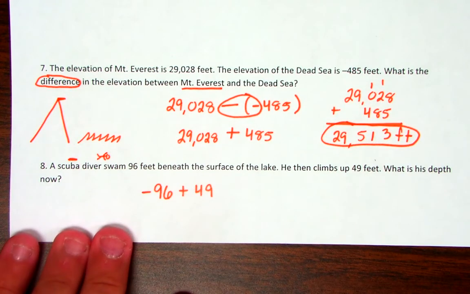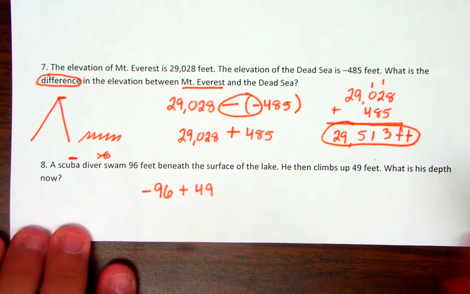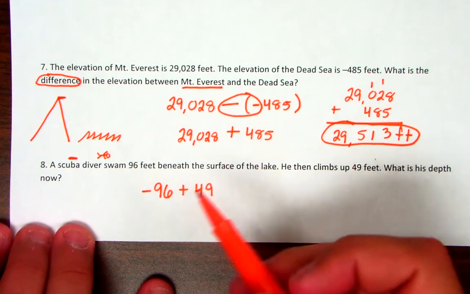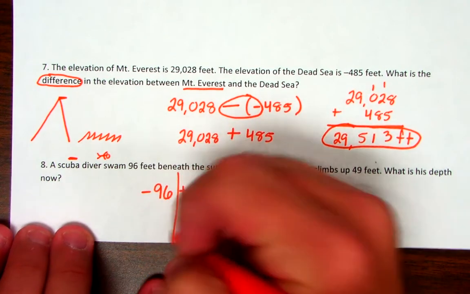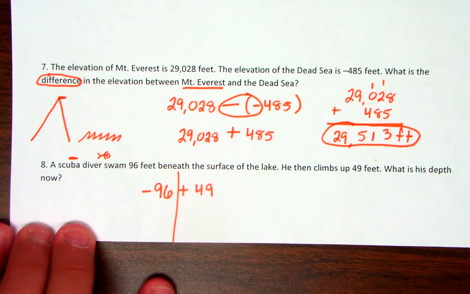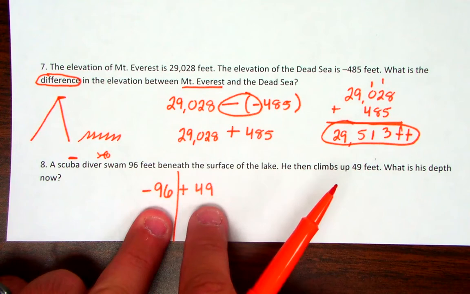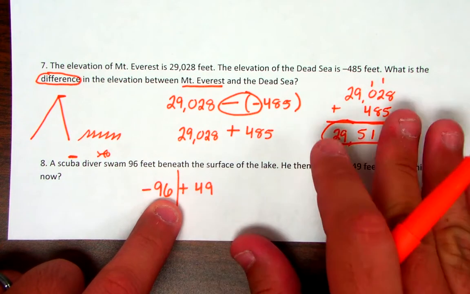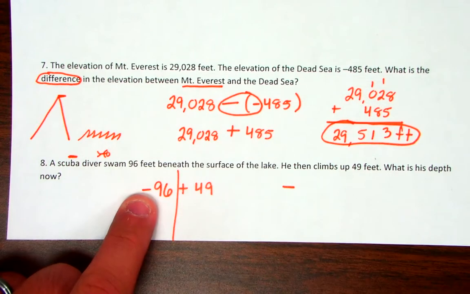Alright, let's do the math. If you notice, we have two different signs. I'm going to change this up a little bit. I'm going to separate out each term first. Each term has a math symbol and a number attached to it. So the negative 96 is one term, the positive 49 is another term. Now, which unit is bigger, 96 or 49? Well, the 96 is bigger. So we're going to keep that sign. So my answer will be a negative answer.